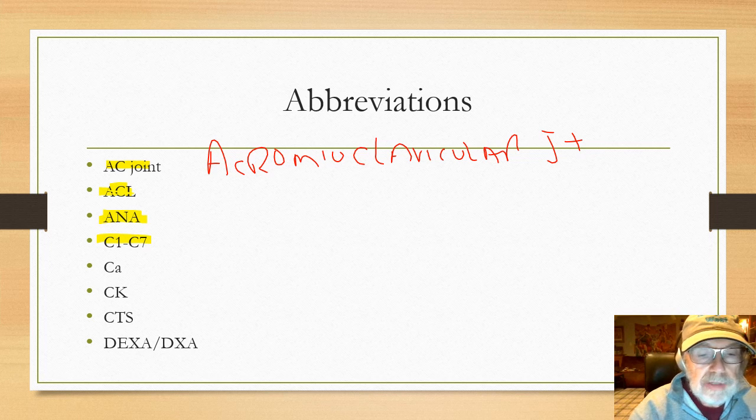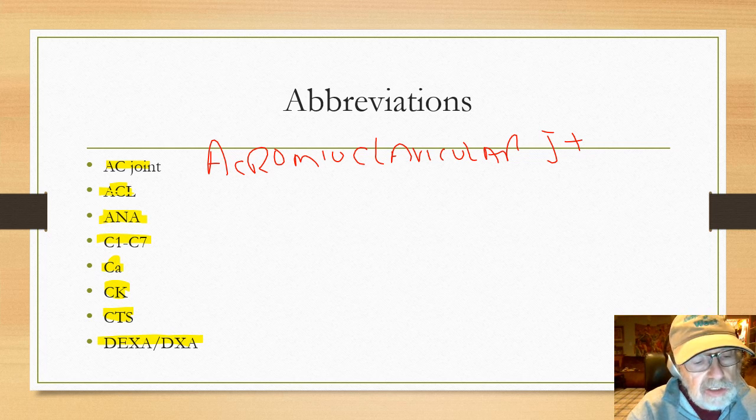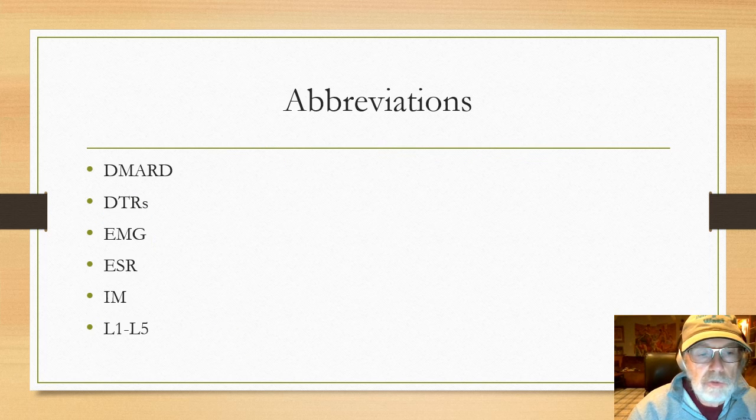C1 through C7, cervical vertebrae, first through the 7th cervical vertebrae. CA stands for calcium. CK, creatine kinase. CTS, carpal tunnel syndrome. DEXA, or DXA, stands for DEXA scan, which is basically looking for osteoporosis. That's that bone densitometry study that we talked about before.